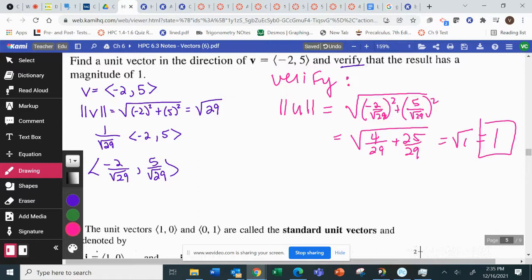So if we need to take a vector and change it into a unit vector, that's how we can do it.